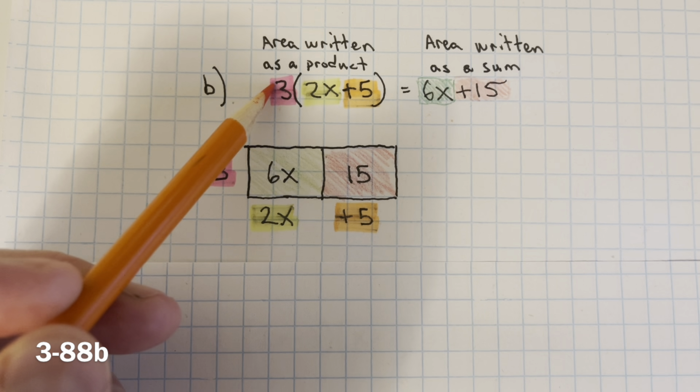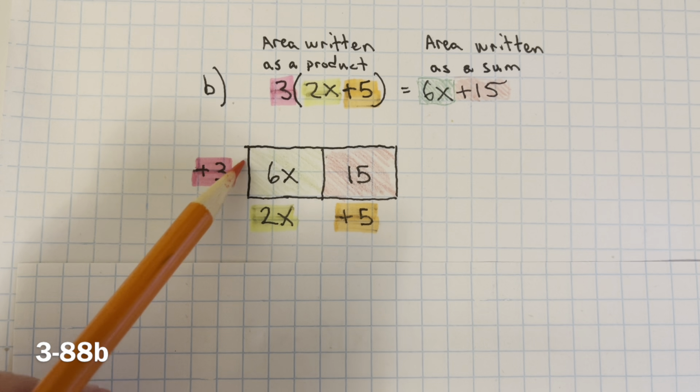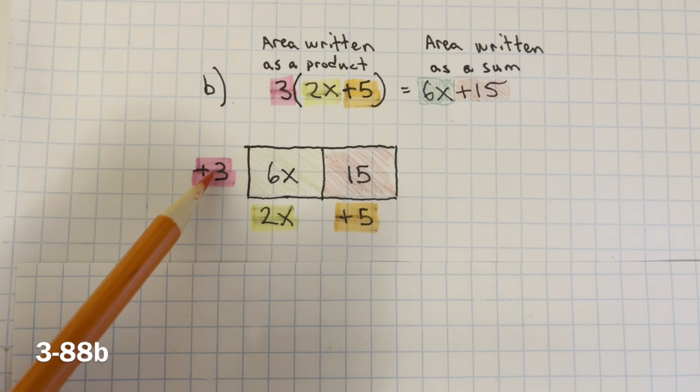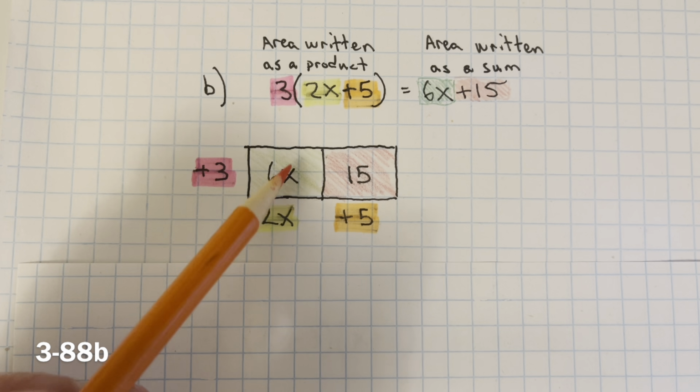What's happening here is you're just distributing this 3 to both of these terms. 3 multiplied by 2x is 6x. 3 multiplied by 5 is 15. So the area model is just another method in order to distribute these terms.